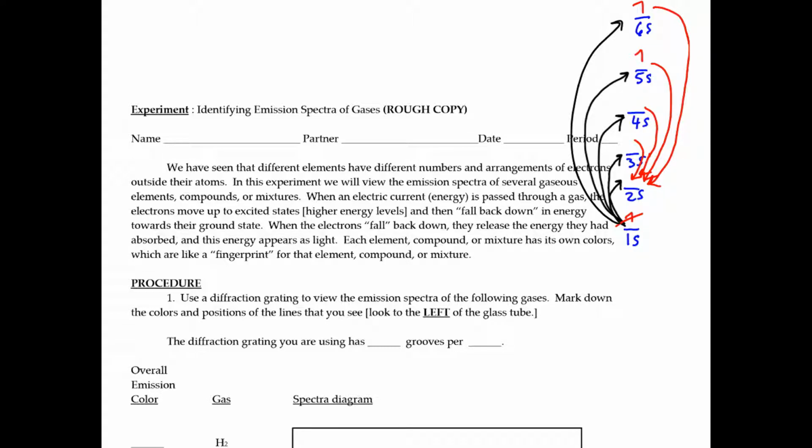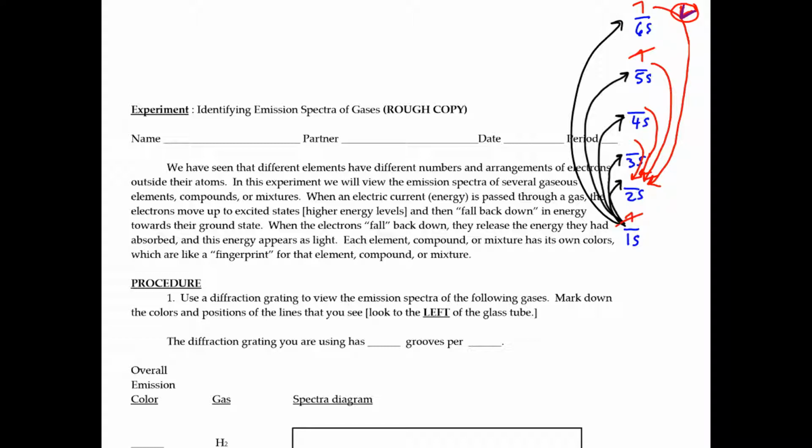When it goes from a 6 to a 2, I'll erase this one. All right, it's not going to let me erase it, so I'll just cross it off. When it goes from a 6 to a 2, it's going to release a certain amount of energy. What you're going to find out is it releases violet light when it goes from 6 to 2. That's violet, V. Let me see if I have another color. I could even write it in violet. Okay, there we go. So this is the violet light when it goes from 6 to 2.